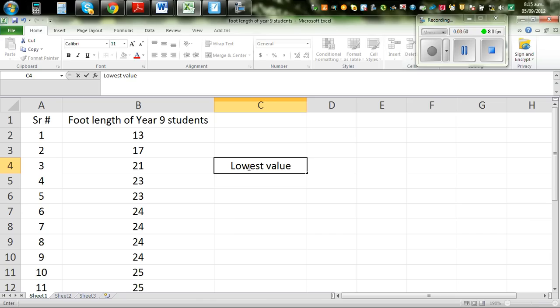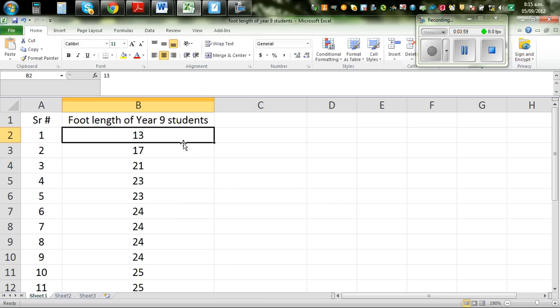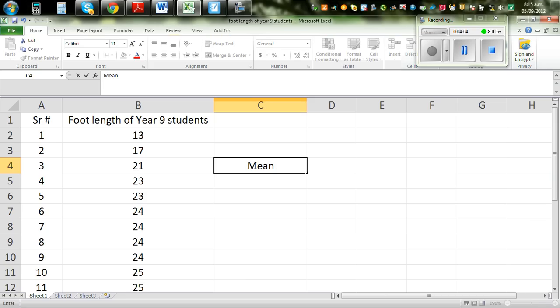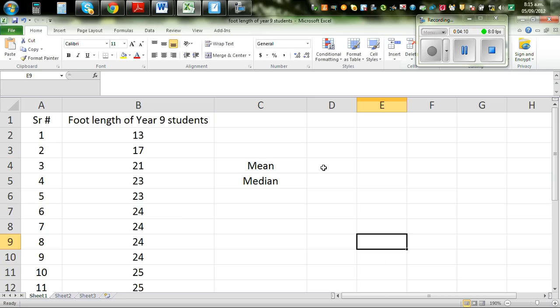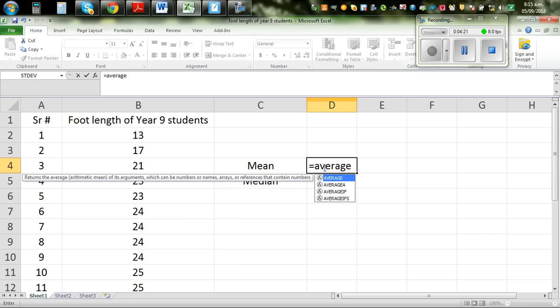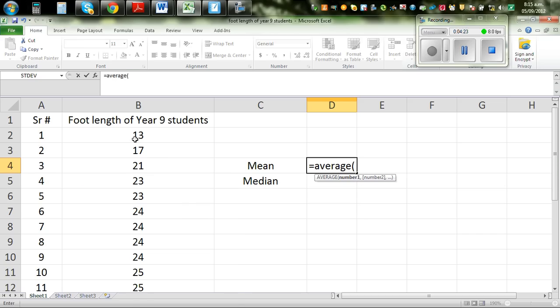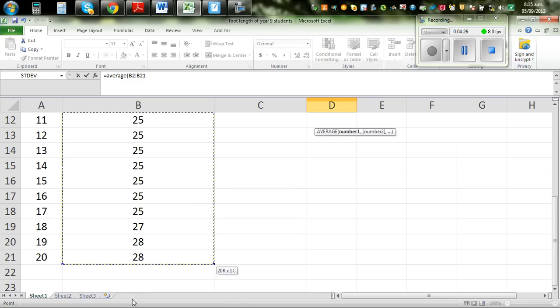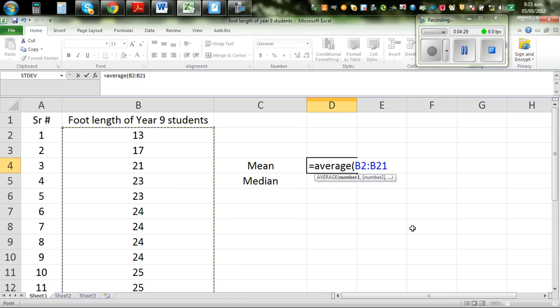There's no need for the lowest and highest value here, because the lowest is 30 and your highest is 28. So how to find mean and median using Excel? It's pretty easy. You press equal. Always when you want to find something, you start with an equal sign. Equal, and you type average, open bracket, highlight the data like this, and close the bracket.